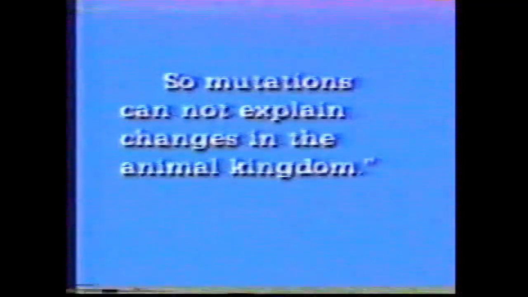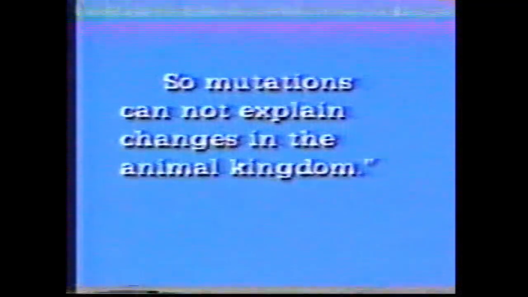Professor Sir Ernest Chain, Nobel Prize-winning biochemist, summed it up in 1970. Number 39. Chance mutation seems to be a hypothesis based on no evidence and is irreconcilable with the facts. So mutations cannot explain changes in the animal kingdom. Yet some scientists continue to believe that mutations can explain the evolutionary changes in the animal world.